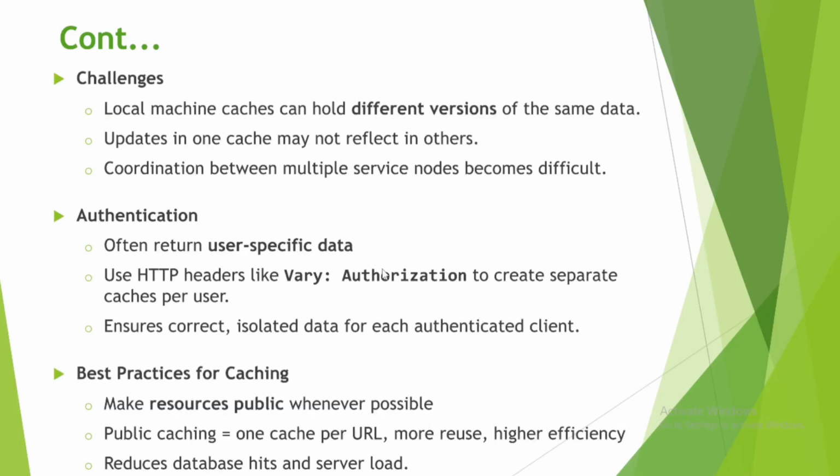And the challenges are local machine caches can hold different versions of the same data, which leads to inconsistency. Updates in one cache may not reflect in others, and coordination between multiple service nodes becomes difficult. And for authentication, when returning user-specific data, use HTTP headers to create separate caches, which ensures correct isolated data for each authenticated client. Best practices for caching: make resources public whenever possible, which reduces the database hits and the server load.